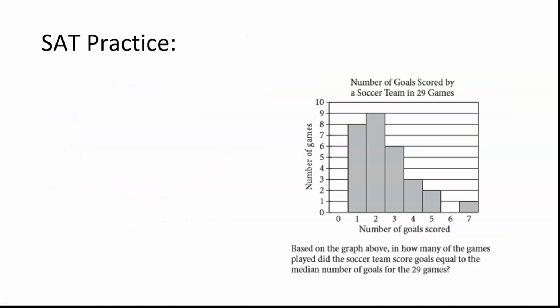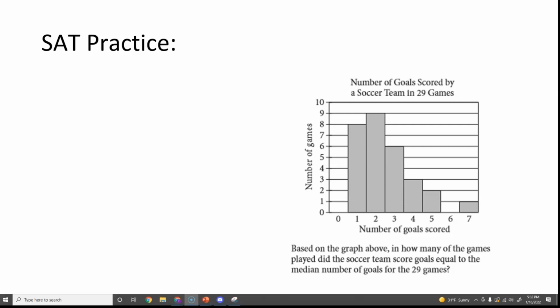And then our next question is an SAT-based question. It says, based on the graph, in how many of the games played did the soccer team score goals equal to the median number of goals for the 29 games? So we played 29 games, and we want to know what our median number is and how many times they scored equal to that number.